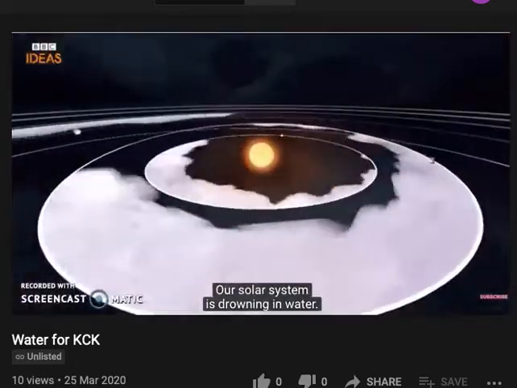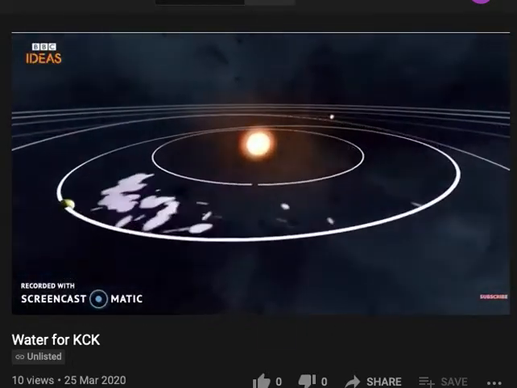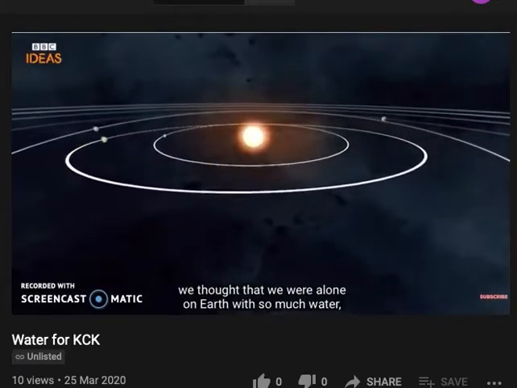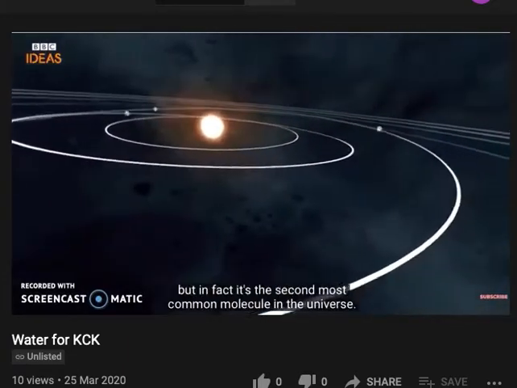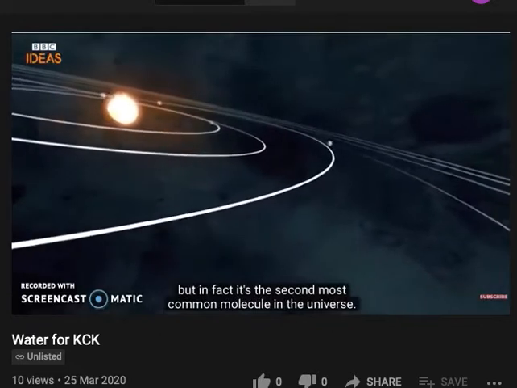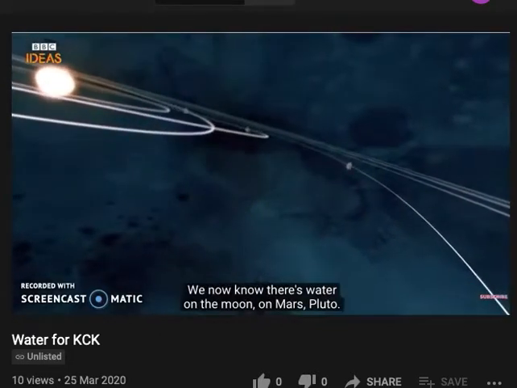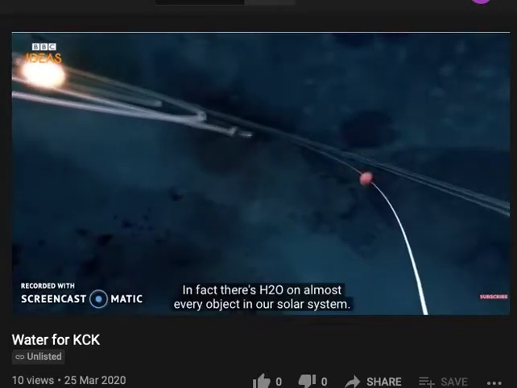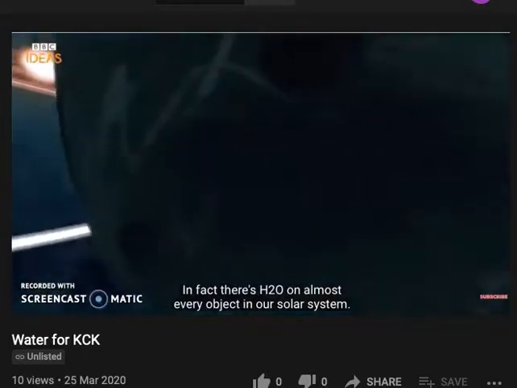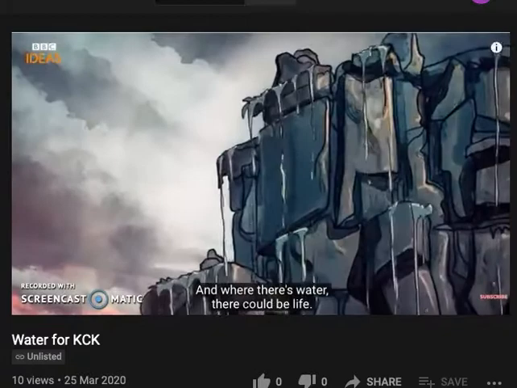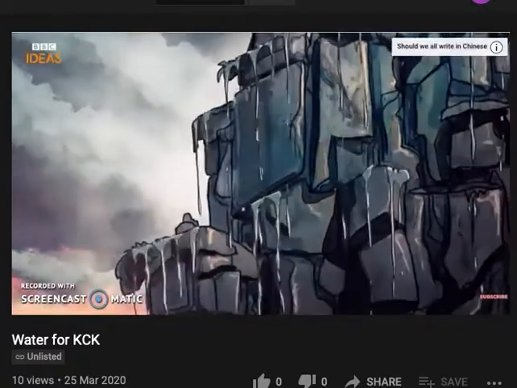Our solar system is drowning in water. Once upon a time, we thought that we were alone on Earth with so much water. But in fact, it's the second most common molecule in the universe. We now know there's water on the Moon, on Mars, Pluto. In fact, there's H2O on almost every object in our solar system. And where there's water, there could be life.